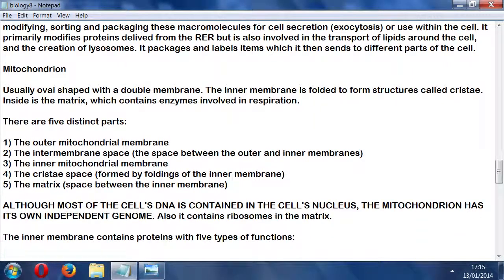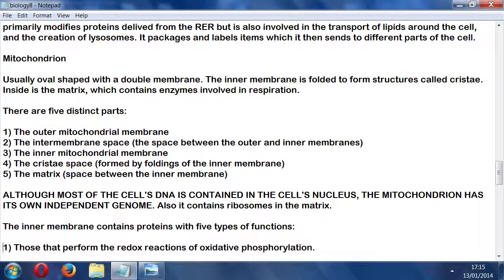So now we move on to mitochondria. Usually oval-shaped with a double membrane. The inner membrane is folded to form structures called cristae. Inside is the matrix, which contains enzymes involved in respiration.